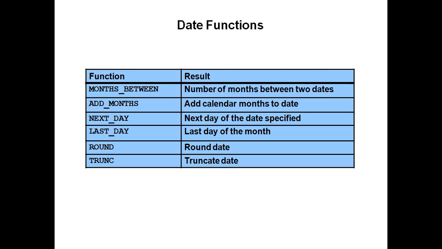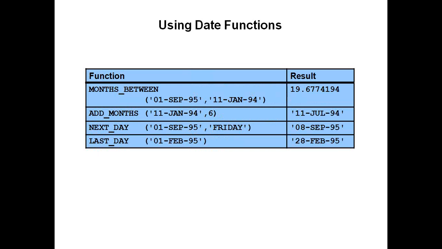So in total we have 6 date functions, starting with months between. This function is used to find out how many months there are between two dates. Like 1st June 2013 minus 1st Jan 2013. This will result in the value of 6 months. Like that we have add months, next day and others. So let us go through the examples, then we will understand it.